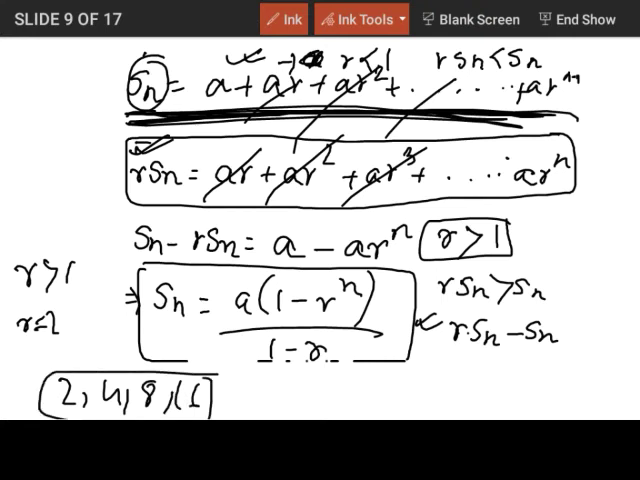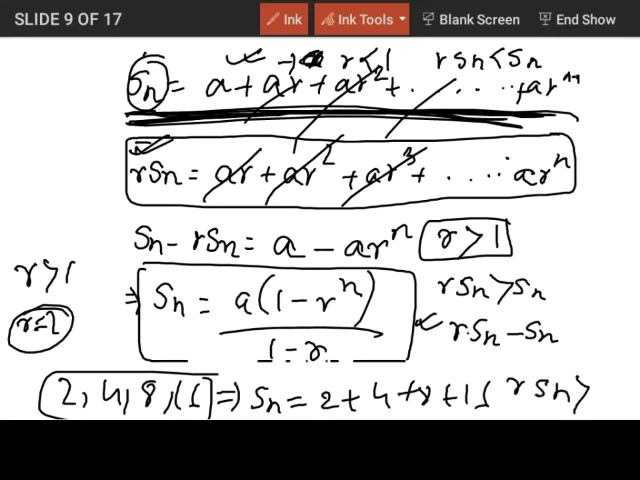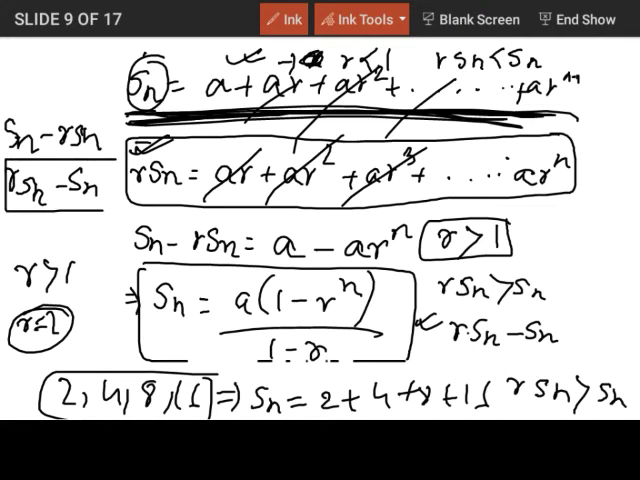Sn in this case will be 2 plus 4 plus 8 plus 16. Now if you multiply Sn with r, see, r is greater than 1, so obviously rSn is greater than Sn. So you tell me, will I subtract rSn from Sn, or will I subtract Sn from rSn? Obviously, since r is greater than 1, we have to do this one.